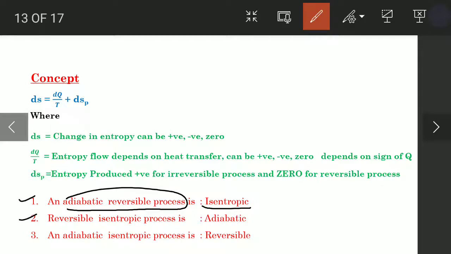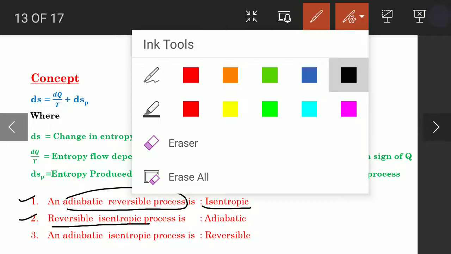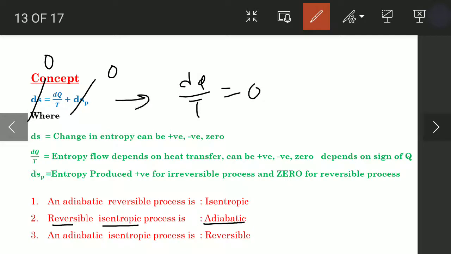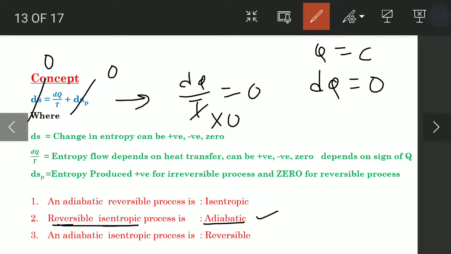Second question, reversible isentropic process. For a reversible process, dS_p is 0. For an isentropic process, dS is equal to 0. Means a reversible isentropic process is an adiabatic process, because dQ by T becomes zero from this equation. dQ by T is 0, T never 0, so dQ is equal to 0. It means Q is equal to constant, differentiation is 0, Q is a constant means no heat transfer. So a reversible isentropic process is an adiabatic process.